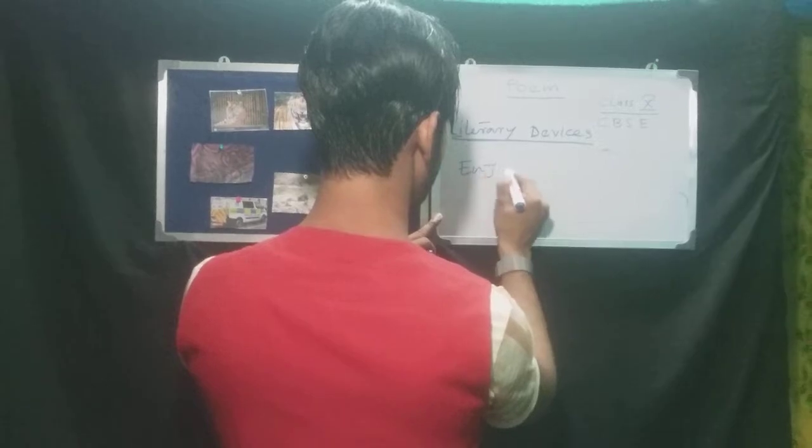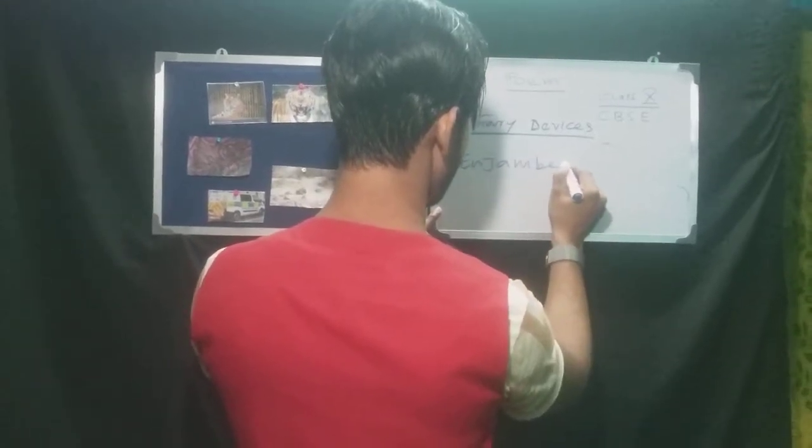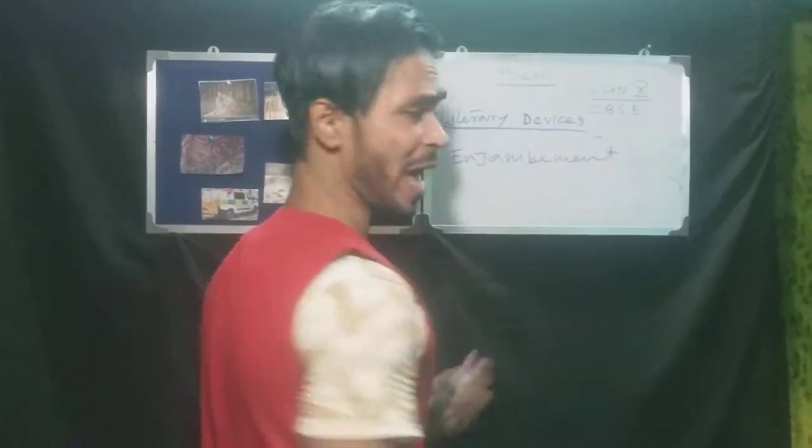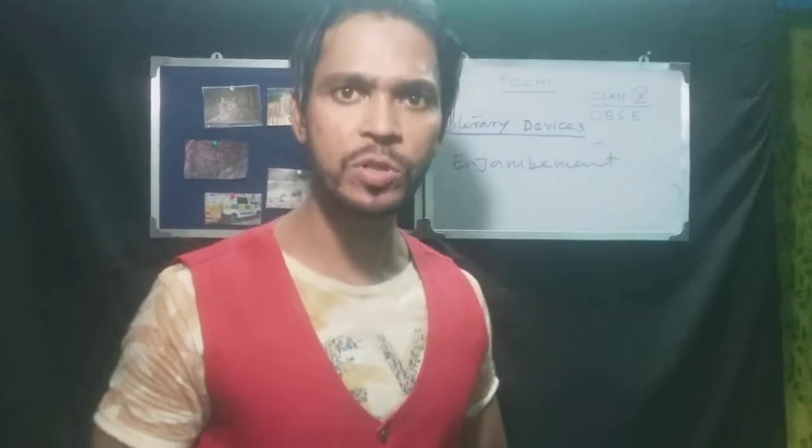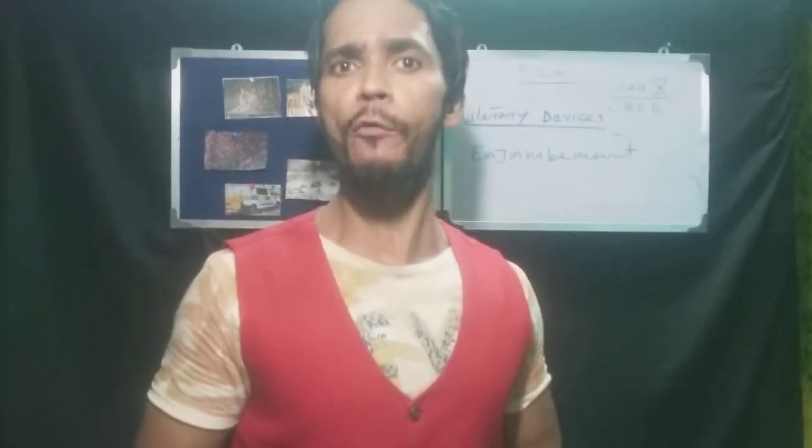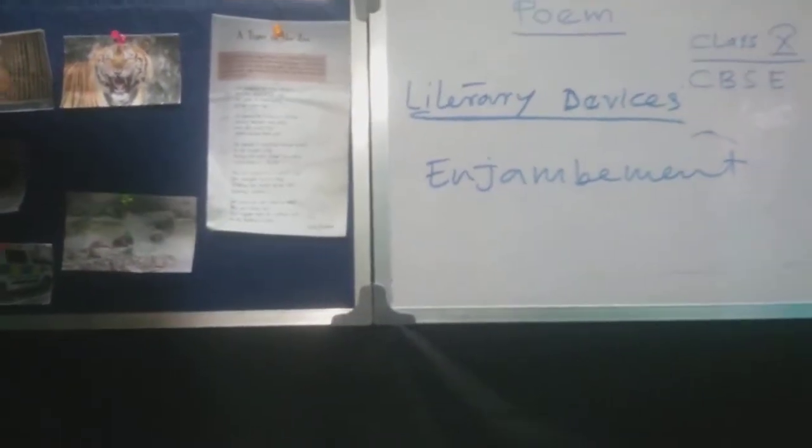Next one is enjambment. Now what is enjambment? Continuation of a sentence without any pause. Just look at the stanza. He stalks in his vivid stripes the few steps of his cage. The first line is continuing to the second line without any pauses. That's why it is an enjambment.